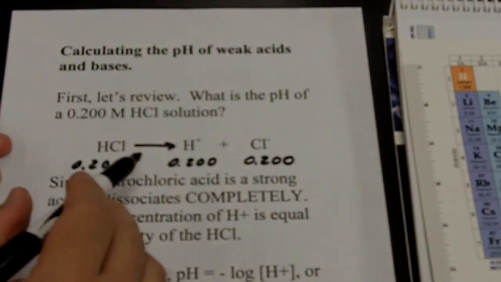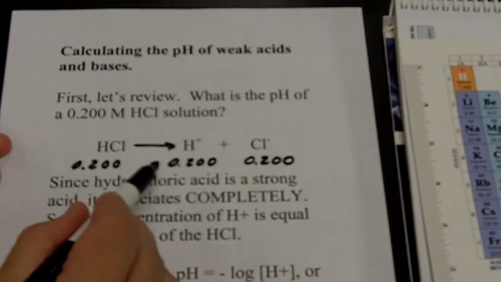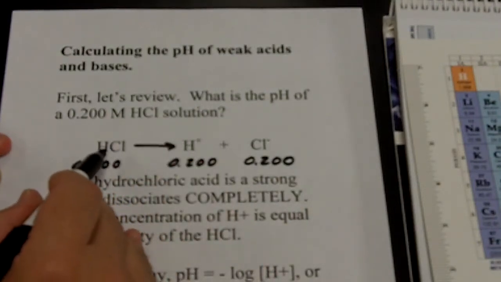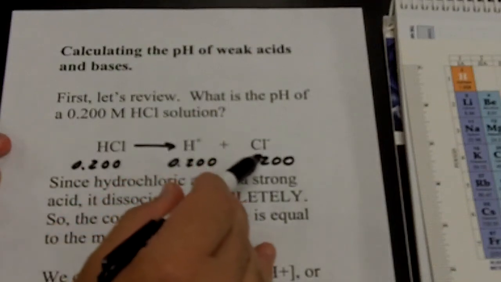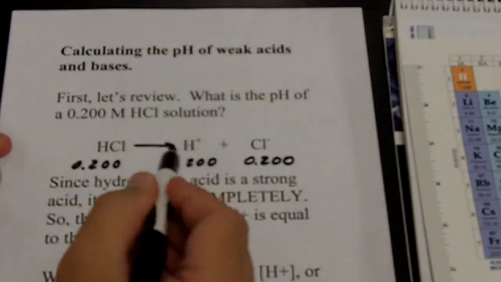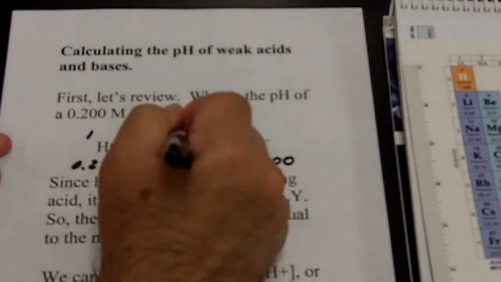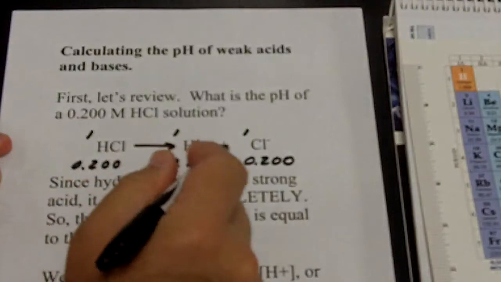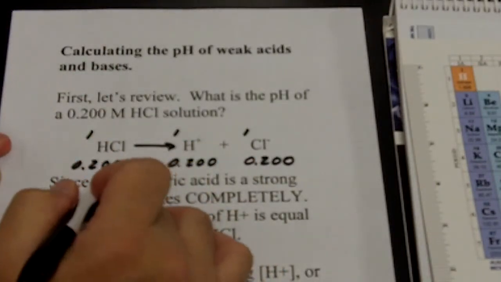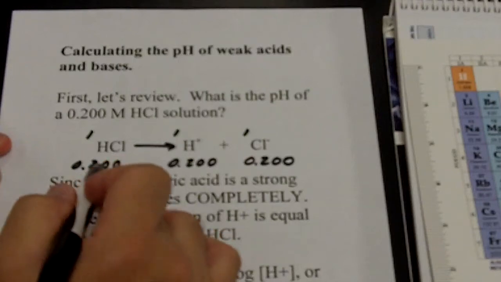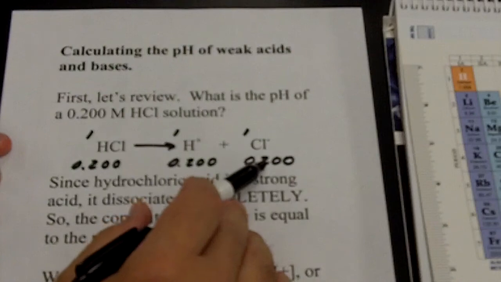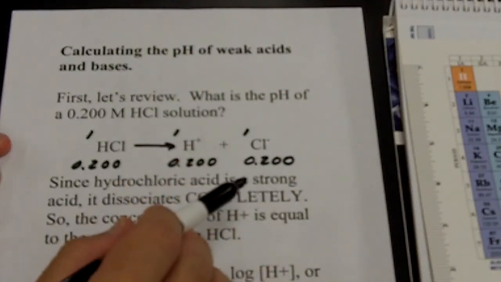Now, just a point of clarification, students often ask me, well, shouldn't this be 0.1 and this be 0.1? In other words, when this dissociates into H+ and Cl-, doesn't this 0.200 get cut in half? No, it's a stoichiometric relationship. It's a 1 to 1 to 1, mole to mole to mole relationship. No, this number does not split. Whatever the concentration of this was, and again it's 0.20 molar, is also the concentration of the H+ and the Cl-. So don't get that confused.